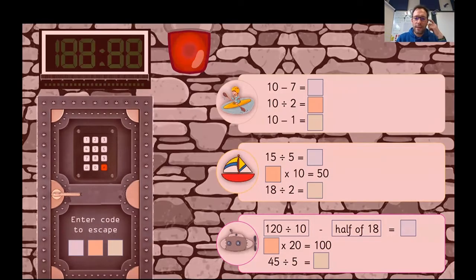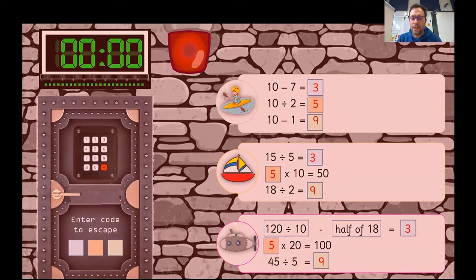Right, let's quickly see if we can get out of the room. What are the answers? What is the code? Well, let's have a little look. On the top challenge, 10 take away 7 was 3. 10 divided by 2 was 5. 10 take away 1 was 9. And on to the next one, 15 take away 5 was 3. 5 times 10 was 50, and 18 divided by 2 was 9.